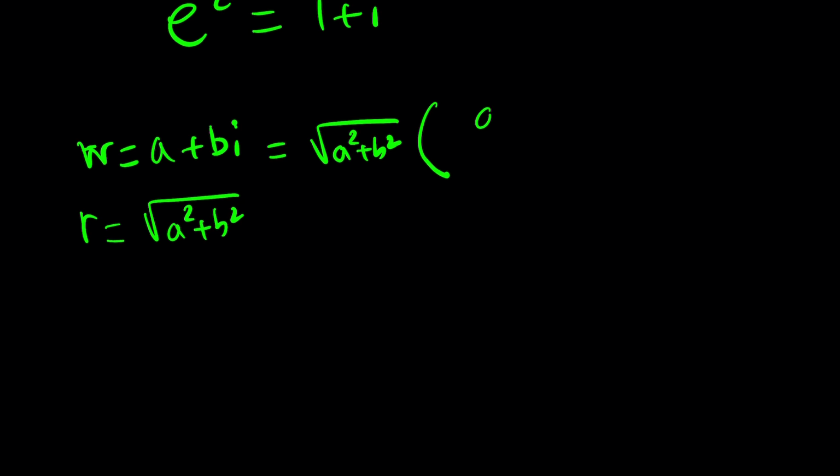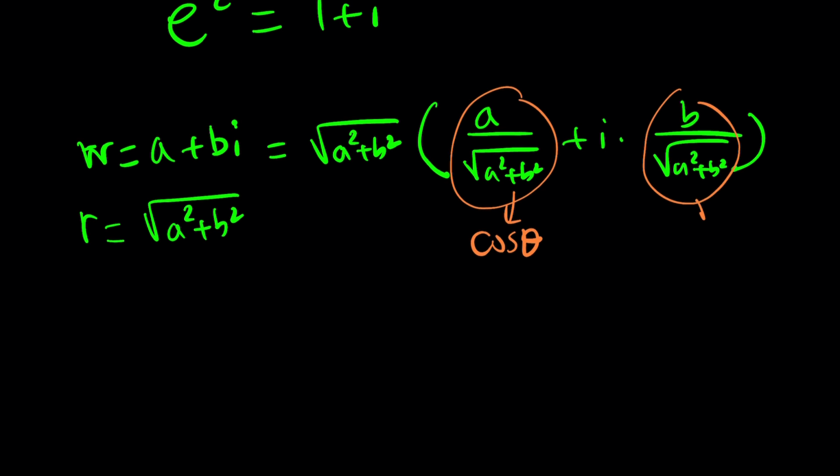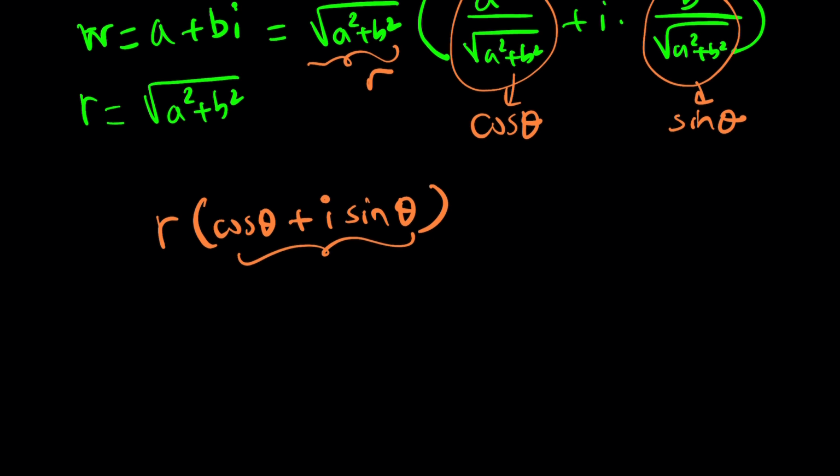And inside you get a over the square root of a² + b², plus i times b over the square root of a² + b². And guess what? This becomes the cosine of an angle, and this becomes the sine of an angle. So you can basically write a complex number as r times (cos θ + i sin θ). But thanks to Euler, he is the best, discovered that this is indeed equal to an exponential, which is e^(iθ).